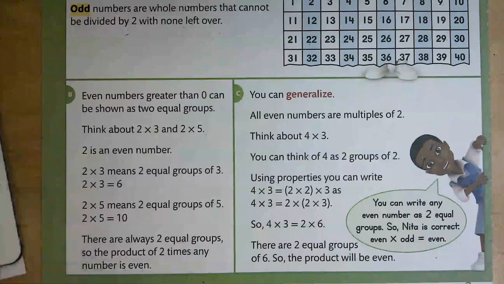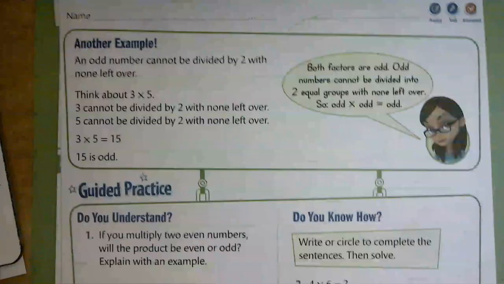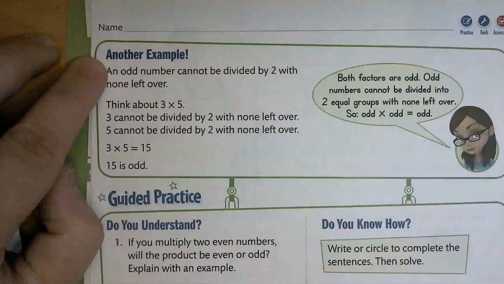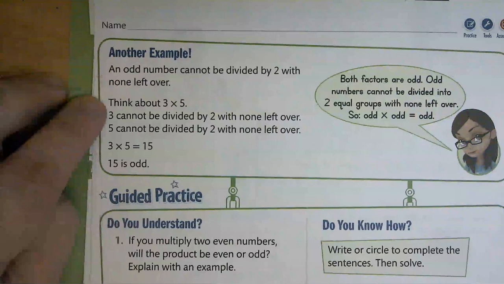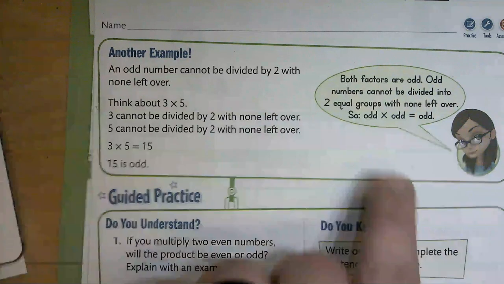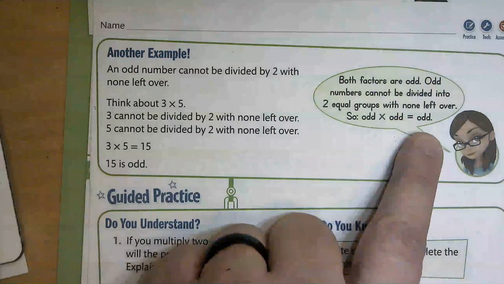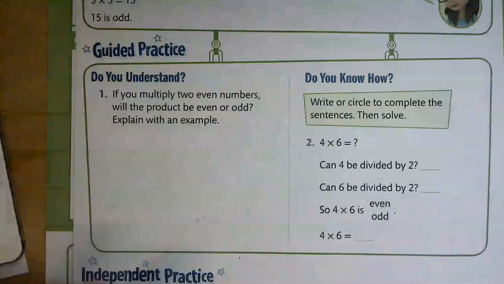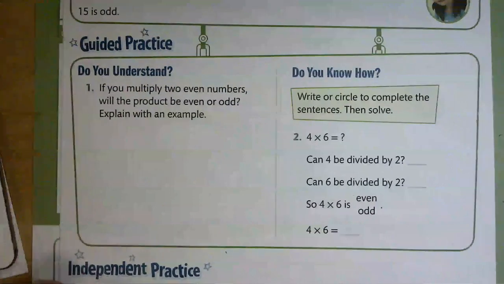Now, if we go to the next page, 135, the last one says an odd number cannot be divided by 2 with none left over. So we can think about 3 times 5. It can't be divided, so it's going to be odd. So odd times odd is equal to odd. All right. Let's go ahead and jump in to our guided practice first.